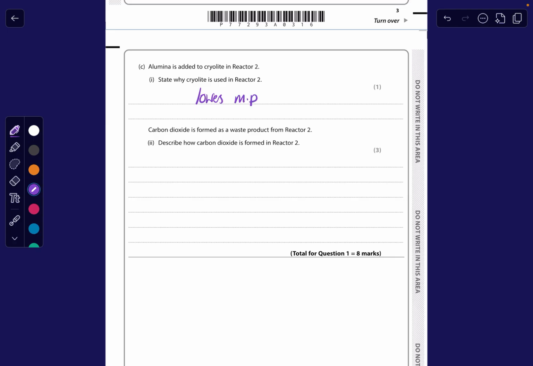I'm just going to be lazy and call it MP. Lowers the melting point of alumina. If you said something like, it also allows it to dissolve the alumina, you get a mark for that as well. So dissolves Al2O3, that's fine as well. The mark scheme specifically will tell you to ignore any reference to cost, catalyst, or activation energy because it's completely irrelevant.